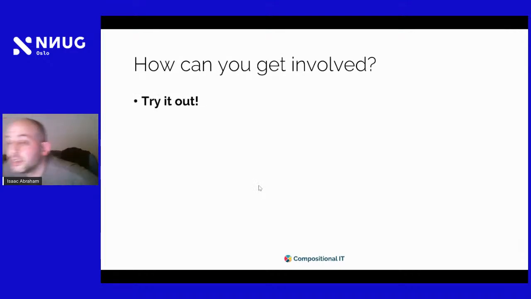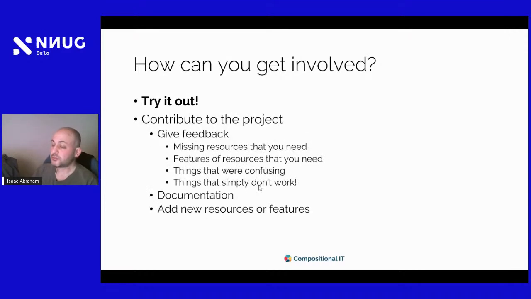How can you get involved? I would say the most important thing is just try it out. Try it out, see what you find. Let us know if you've got issues with it, if there's ways we can improve the docs, which for us is super important. We want to make it as easy for people to start using Farmer. So if there's things that are missing from the docs, let us know. So feedback, resources you want, things that didn't work, if there's confusing documentation you could add.